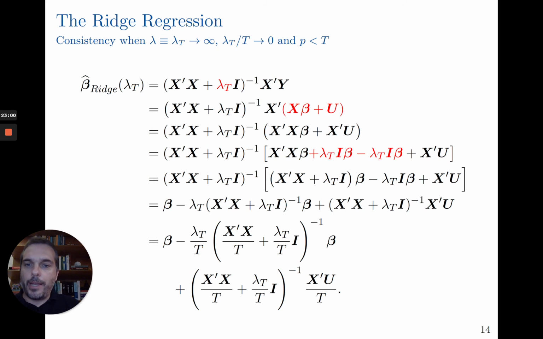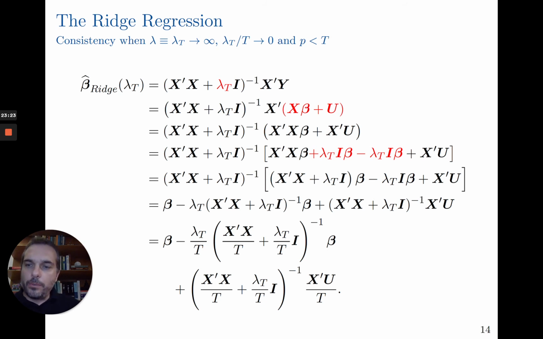Now I'm going to take this, divide and multiply by t. So inside the parentheses, because we have the inverse here, it will be x prime x divided by t, plus lambda t divided by t identity, inverse, times lambda t divided by t beta, plus x prime x divided by t plus lambda t divided by t identity inverse, times x prime u divided by t.